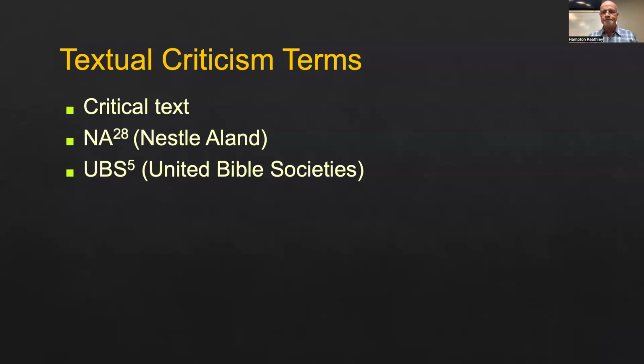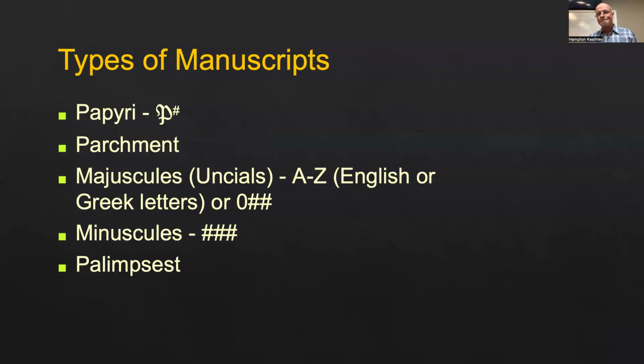So the types of manuscripts that we have are papyri, and that's represented, if you're looking at a footnote in the Net Bible, it'll sometimes have a Gothic P. That's for a papyrus. And it has a superscript number. So it'll be P46 or P52 or P72.